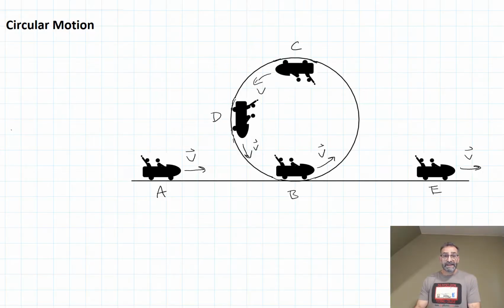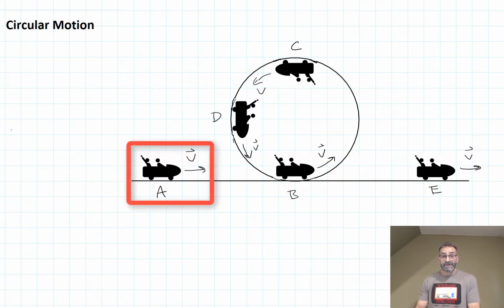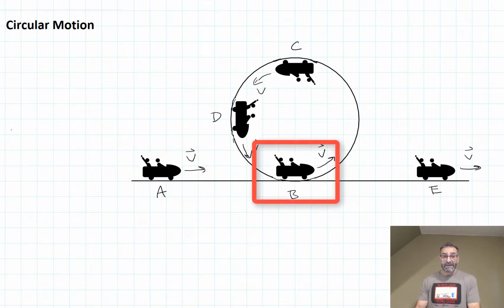Let's take a look at this classic circular motion problem, the loop. Here we have our roller coaster car. It starts at point A. It moves into the loop at point B. It's at the bottom of the loop, about to go around in a circle.